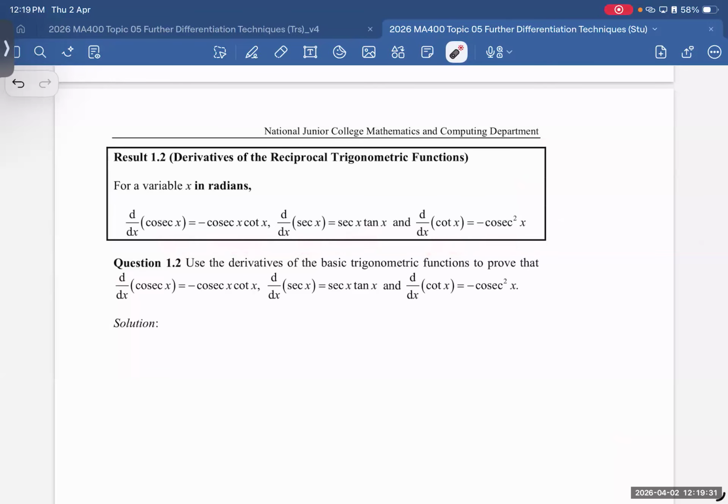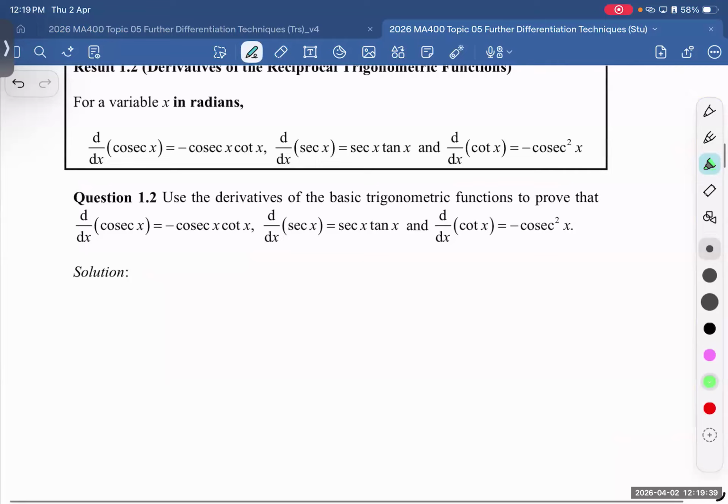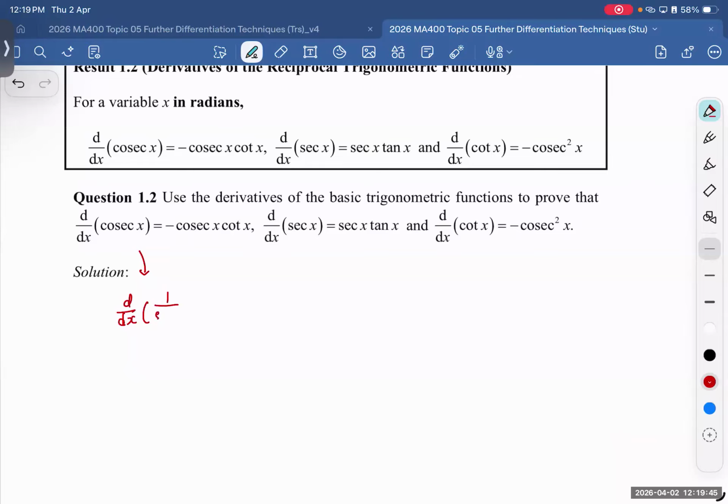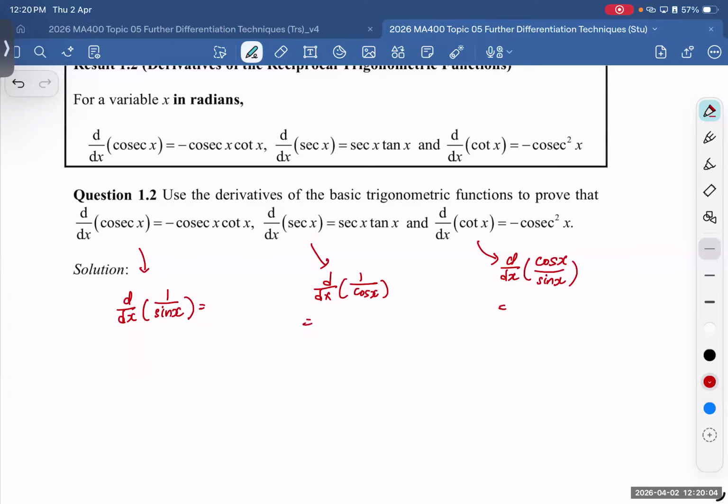It's all provable. So what do I do? Very simple. Write this again in terms of cosine. Write this in terms of 1 over sine. Write this in terms of 1 over cosine. Write this in terms of cosine over sine. Then you all try to prove using the quotient rule. You all should be able to get it. It's just a matter of your starting point.